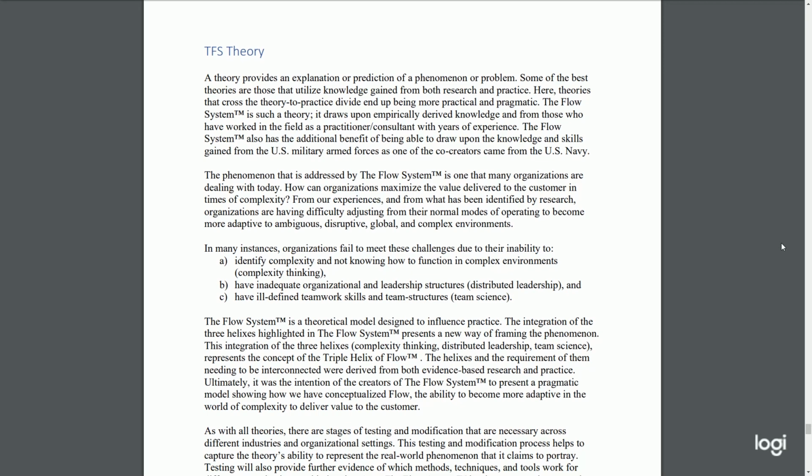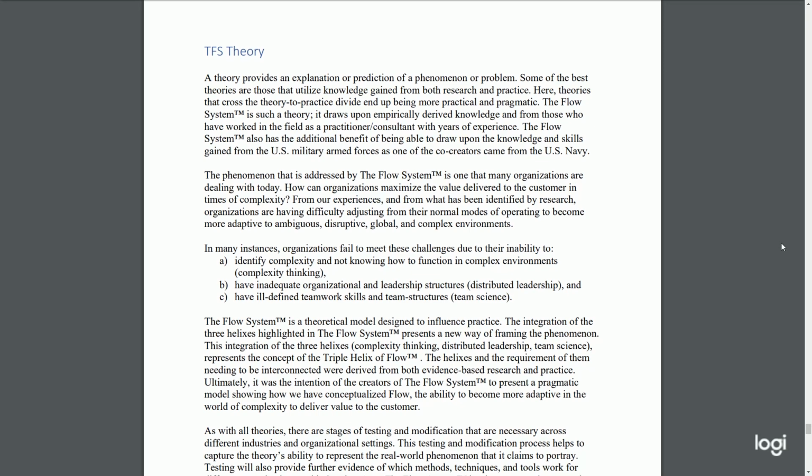military armed forces, as one of the co-creators came from the U.S. Navy. The phenomenon that is addressed by the flow system is one that many organizations are dealing with today. How can organizations maximize the value delivered to the customer in times of complexity?